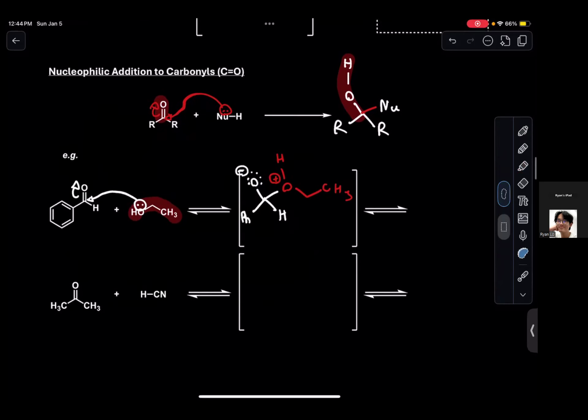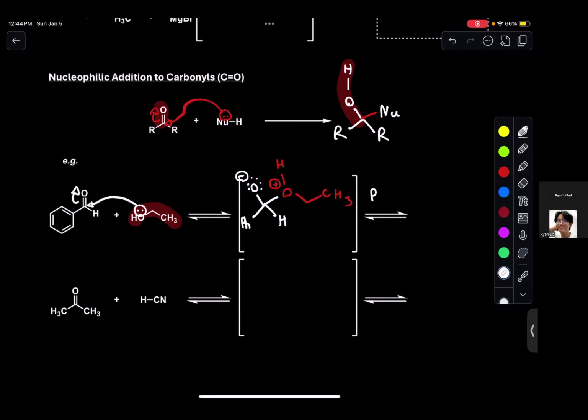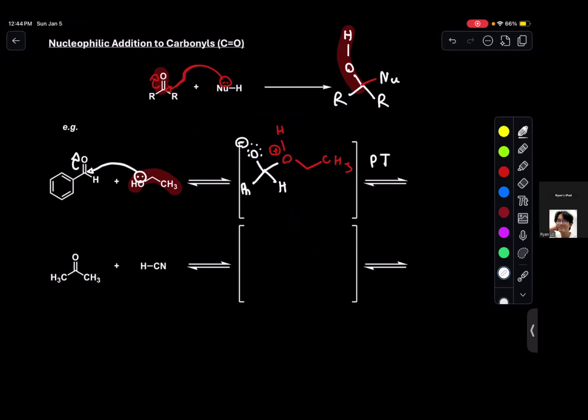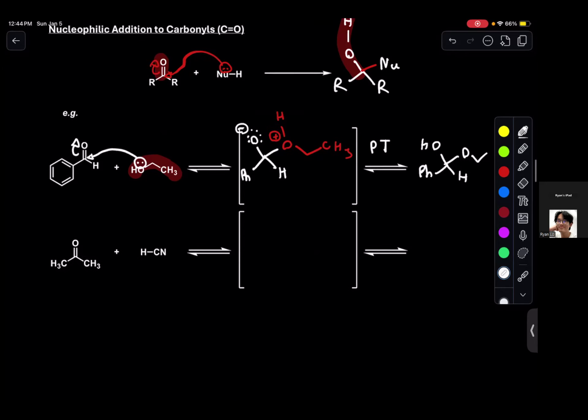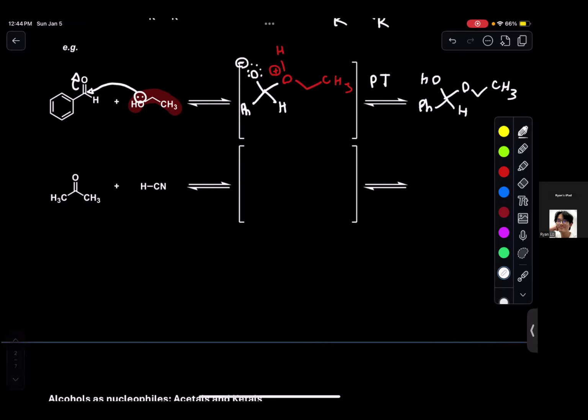Okay, cool. And then from here, we're just going to assume proton transfers. So just use water, use a base. Assume aqueous conditions. And then from there, you're going to get rid of all the charges. And once that happens, you are going to end up with this. This is your product. It's called a hemiacetal.